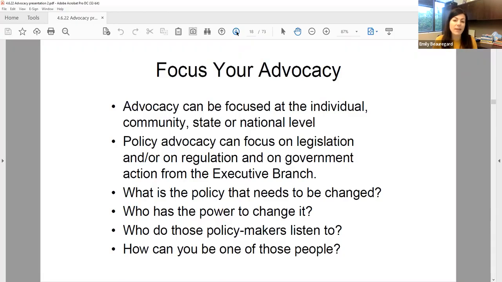But I think the point is that the work does not stop once the law is passed. It doesn't stop once the law is implemented. Our advocacy continues, and we have to, at different times, take that advocacy approach to a different level or to a different branch of government.